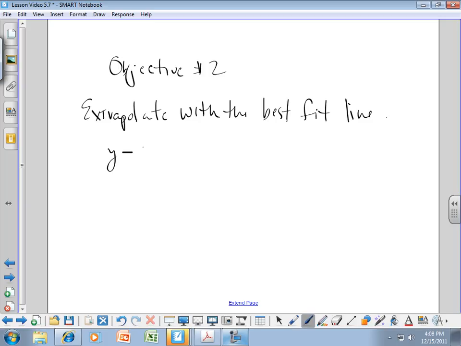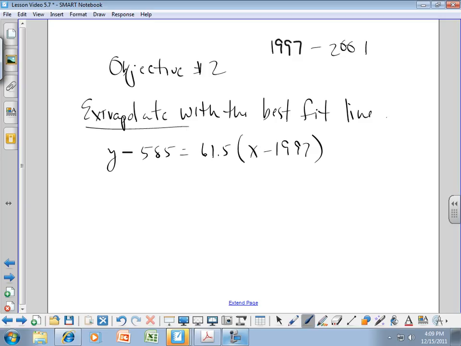Y minus 585 equals 61.5 times x minus 1997. Extrapolating means finding something outside of the area you were dealing with. Our chart went from 1997 to 2001. So give me a year that's outside of that range. Well, okay, how about 2005? Let's try to find out what the average salary was in 2005. What are we going to do with 2005? That's right. We're going to put it in for x.